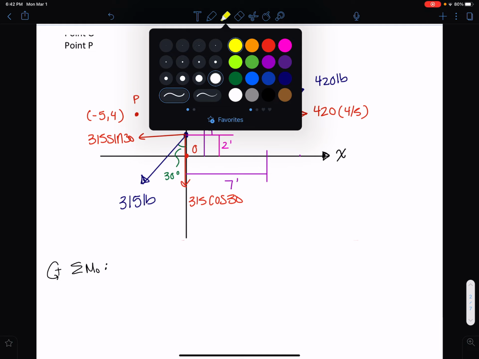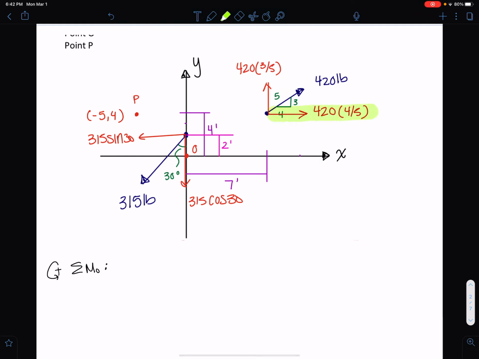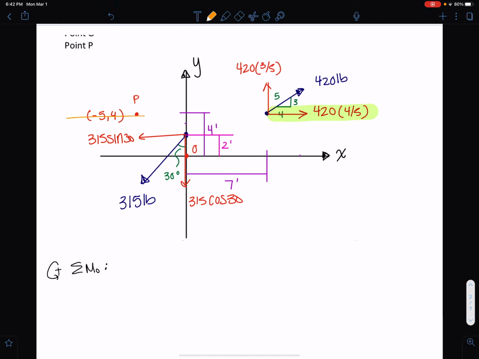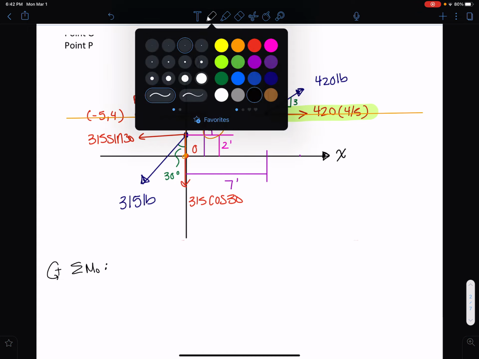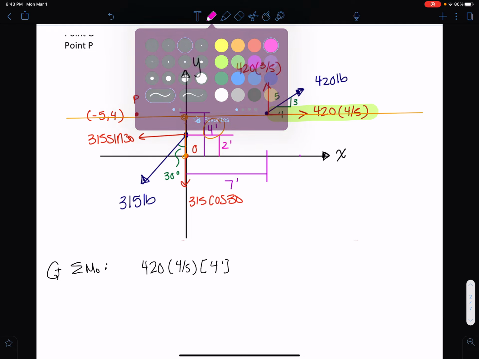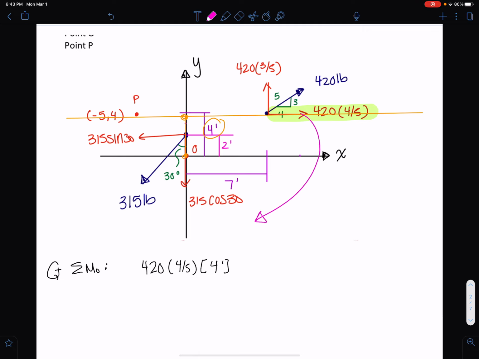So I'm going to start with each component. First, let's look at the 420 times 4 over 5 component. The easiest way to do this is to draw a line through the line of action of the force and then go straight down to where point O is. The length of this orange line is 4 feet. So the force is 420 times 4 over 5. The moment arm is 4 feet. The 420 acts clockwise, so it's going to be negative.